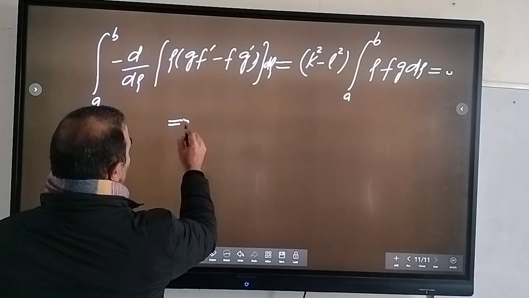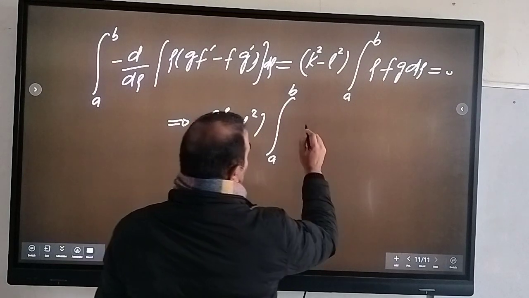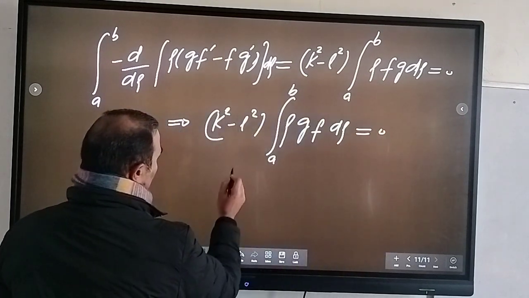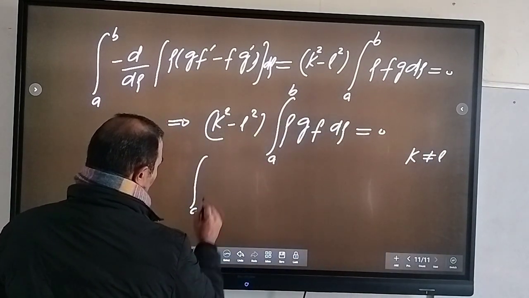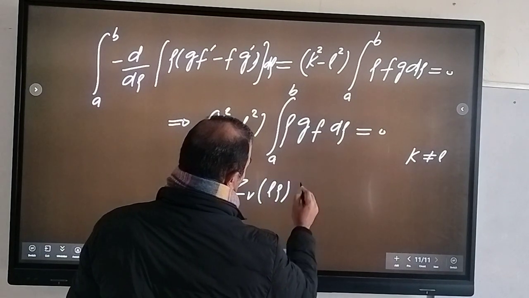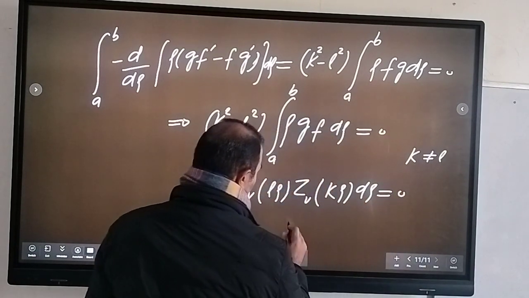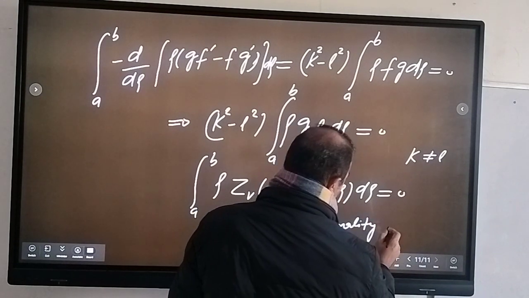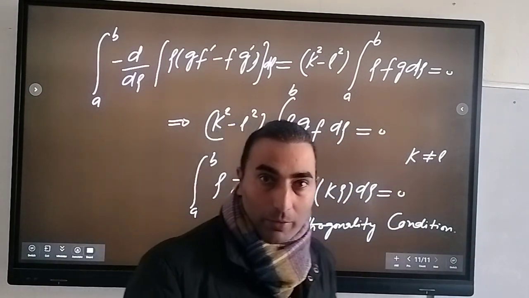So I can rewrite this as k square minus l square, because k cannot be equal to l, or you can write this as integral from a to b of rho f of k rho times f of l rho, which is our... So this is our orthogonality condition because k cannot be equal to l. So this is our orthogonality.